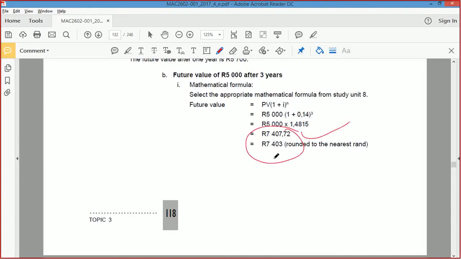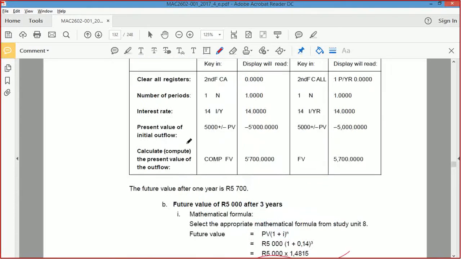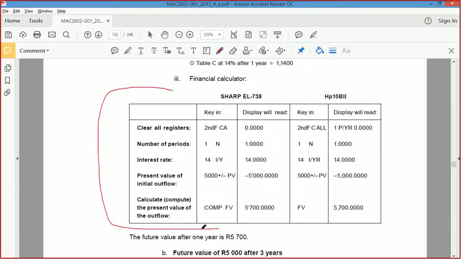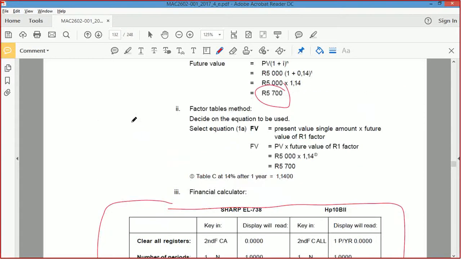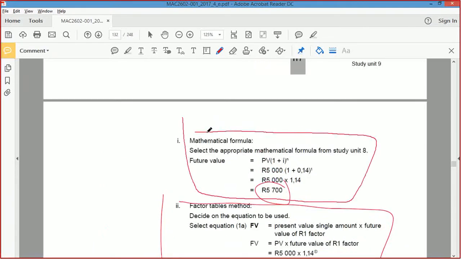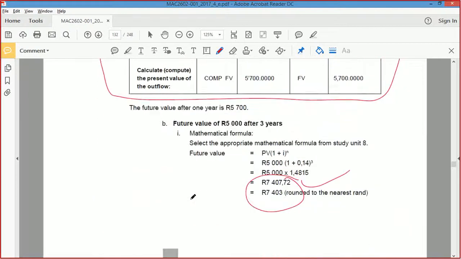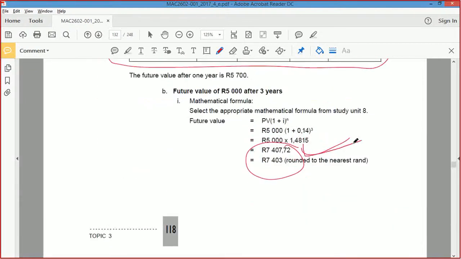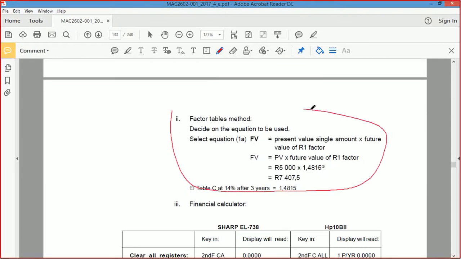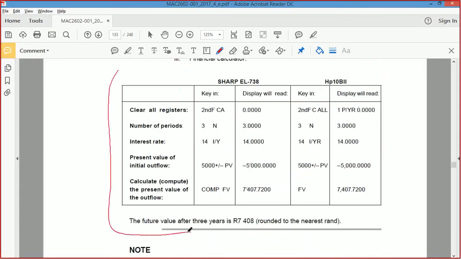Nice. And that's what you're going to be doing. You can see the textbook's very good. They've shown you how you do it on the calculator. This is how you do it using the table. This is how you do it using a formula. That was for A. Same thing with B. You got the right answer. This is using the formula, this is using the factors in the table, and this is using your calculator.